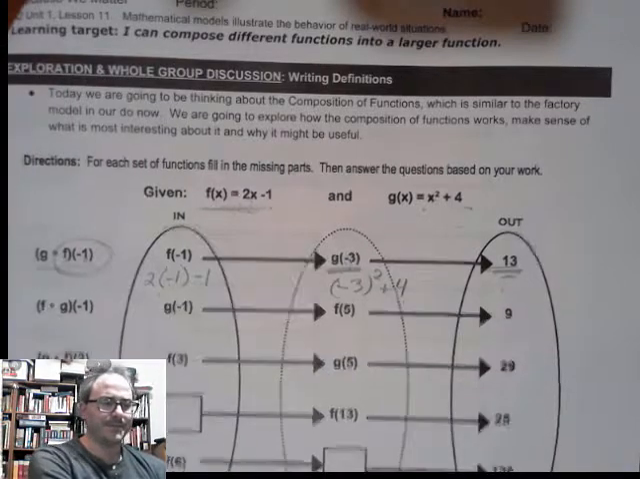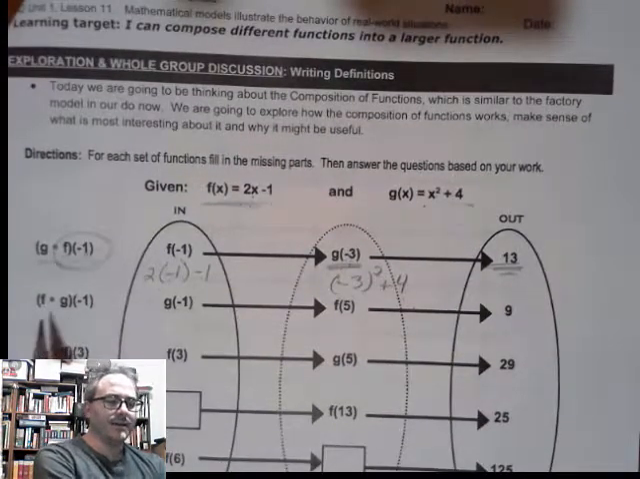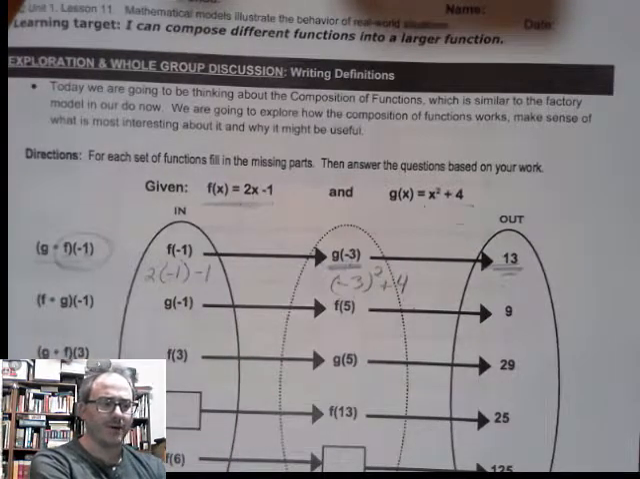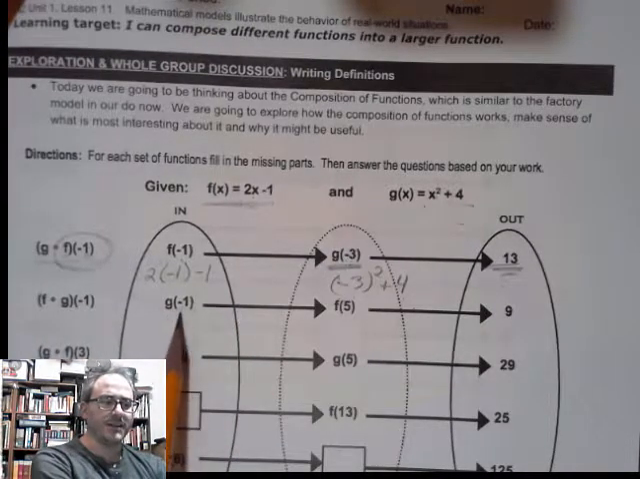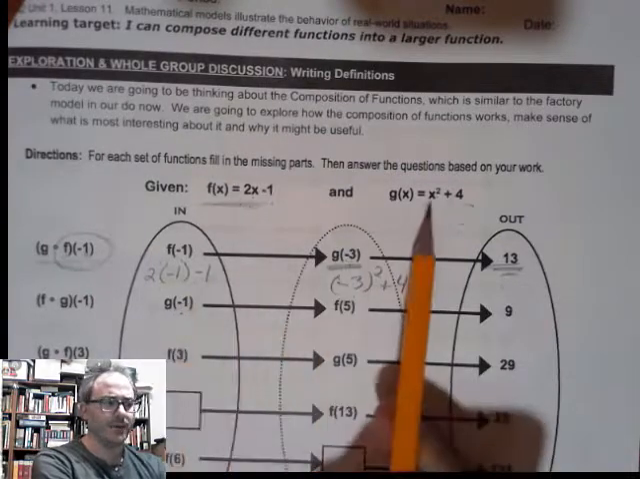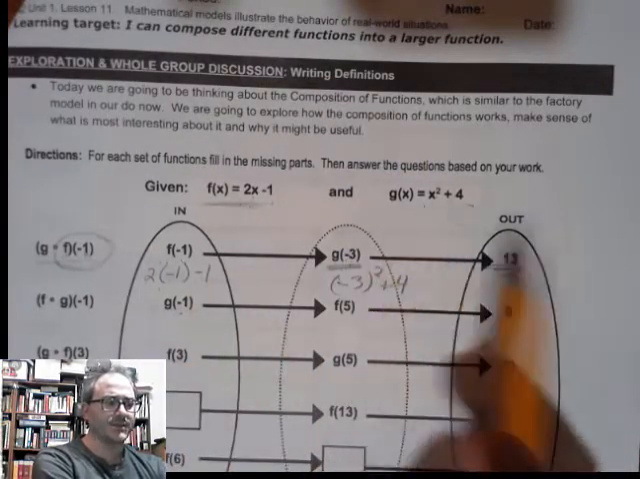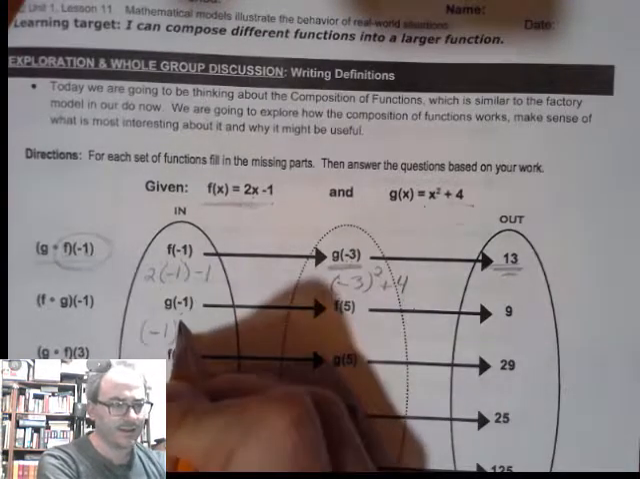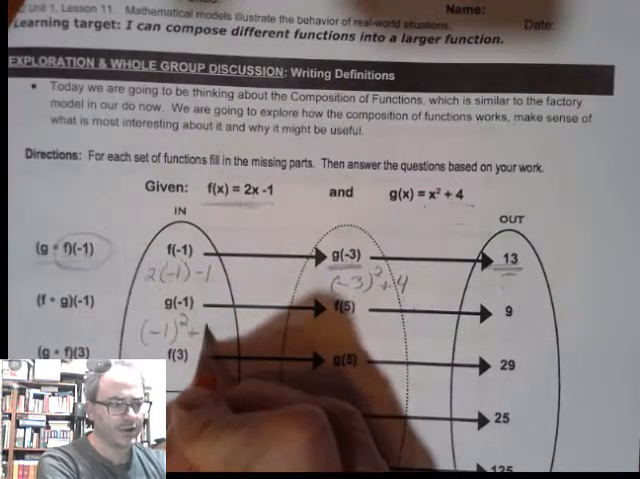Let's try another one. This is the f of g of negative 1. So it's like the reverse of what we just did above. This time we're going to plug negative 1 into g. All right, well, remember what g is. That's x squared plus 4. Well, if negative 1 is x, then we have to square negative 1 plus 4.